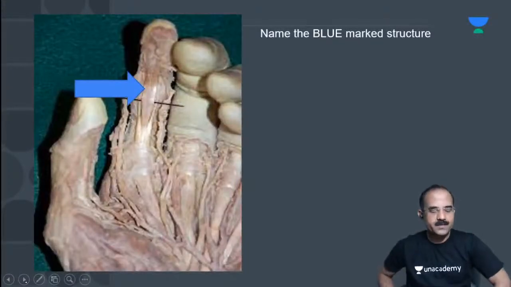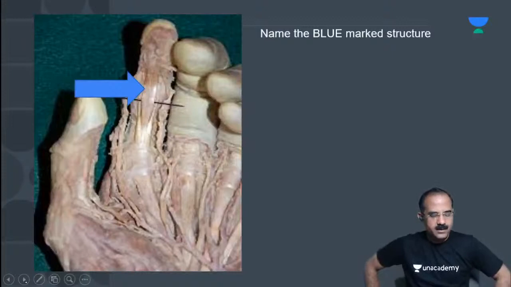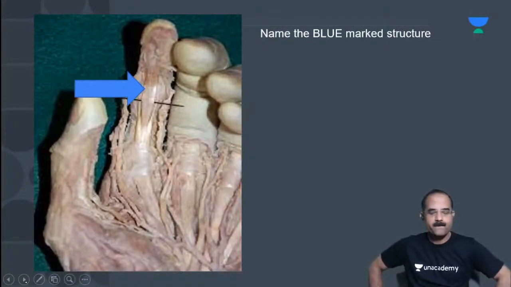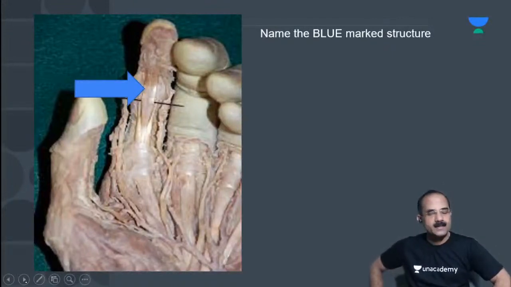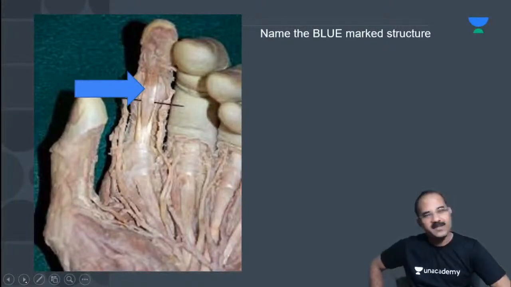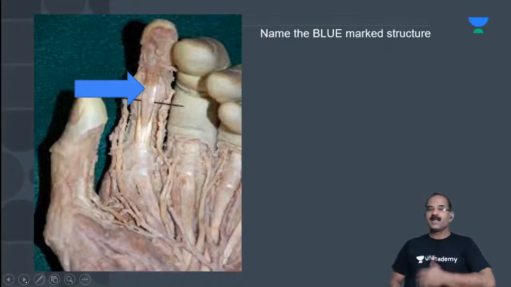Identify this blue pointed structure. Yes, what happened? Identify the blue pointed structure. Come on. This you should know. This is very important. Very, very important. Answer. Even if it is wrong, it's okay. You can see that clearly. Anyone? Yes, what is that? Flexor digitorum profundus. Right. That's the flexor digitorum profundus.